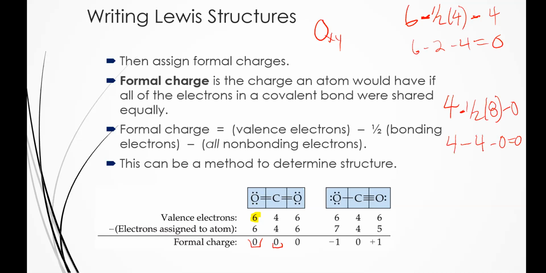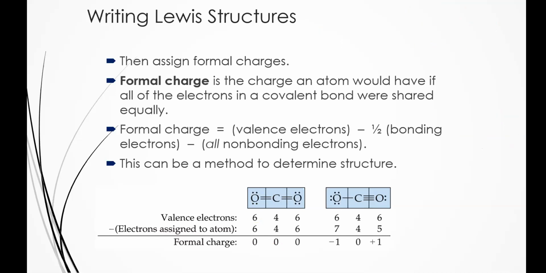Our other oxygen we would have to measure as well. It just happens that it looks exactly like our first one. So it's got 6 valence electrons minus 1/2 of its 4 bonding electrons minus 4 of its non-bonding electrons. And so that gives us a total charge of 0 as well.